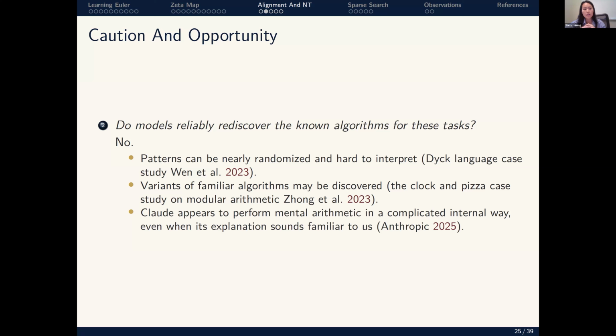One last thing that I thought was quite interesting is that we live in the stage of chatbots and large language models. It turns out that Claude, as a large language model, appears to perform mental arithmetic in an actually rather complicated way. But when you try to see what they did in the thinking process, they will try to explain things in ways that are familiar to us. That is not internally what they do.